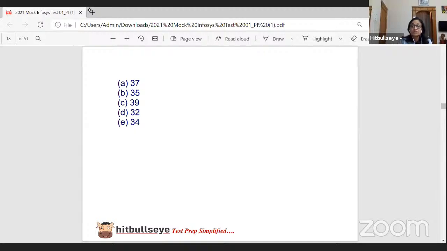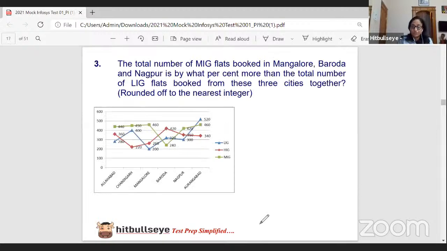But the question says find it roughly. So roughly you will be marking option number A. So that's the answer for all those who have actually been able to solve it. Now let me help out those who did not understand the question.